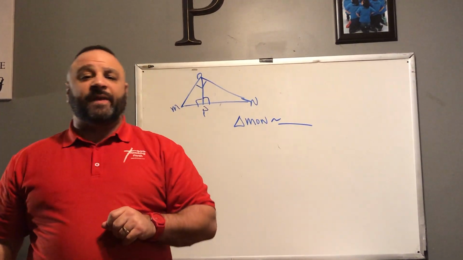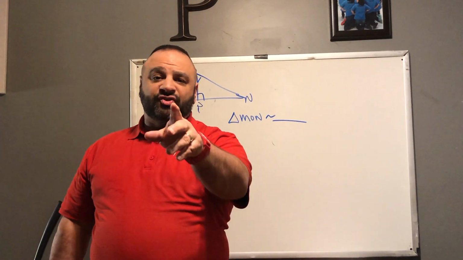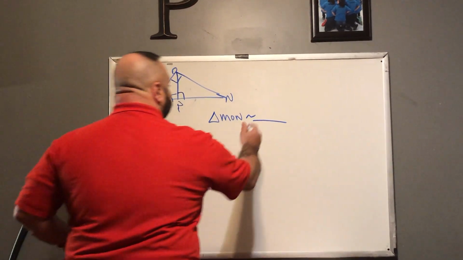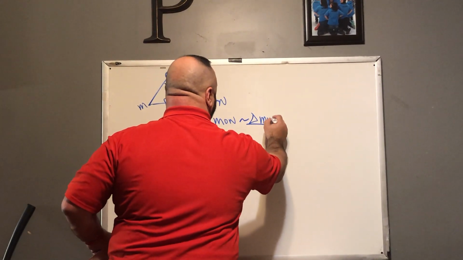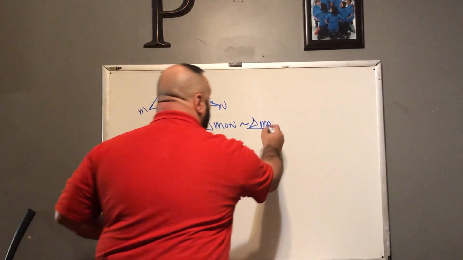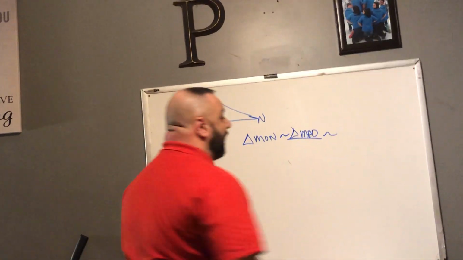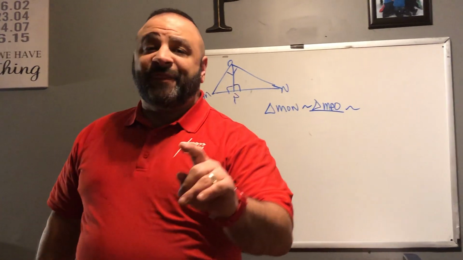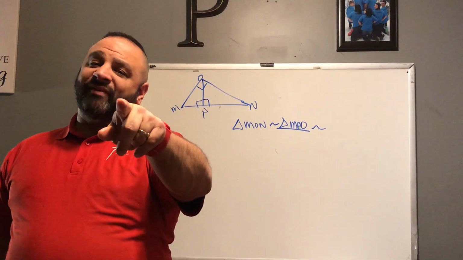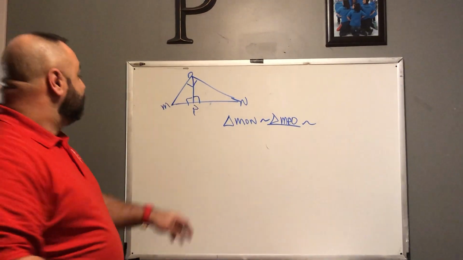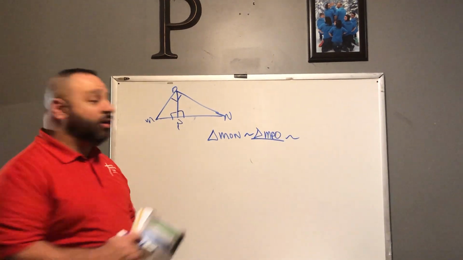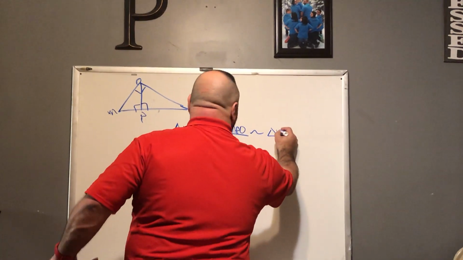Let's go with Emmy. First triangle, MON is similar to? Good. So triangle M will make our right angle the vertex angle, so it would be MPO. And triangle MPO would be similar to a third triangle. Chris, what's the third triangle? Try, Chris. Come on, we'll wait for you. All right, good job. So triangle MON is similar to triangle MPO, and then the third triangle would be triangle OPN.